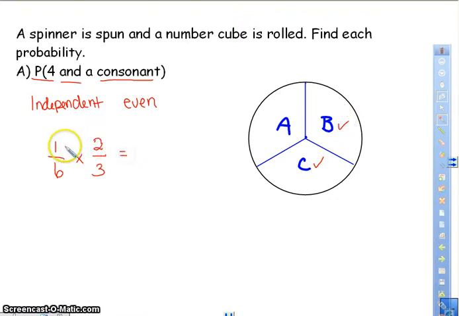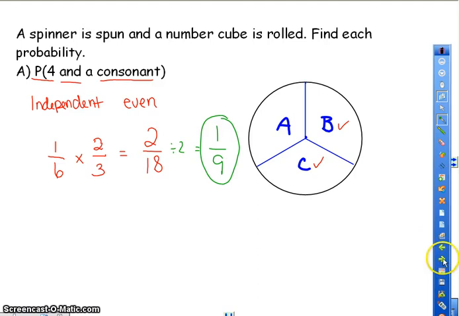So to multiply them, 1 times 2 is 2, 6 times 3 is 18, and as always, in a fraction, if I can simplify it, I need to do so. So I'm going to simplify this to 1/9. So the probability of rolling a 4 and spinning a consonant is 1 out of 9, 1/9.